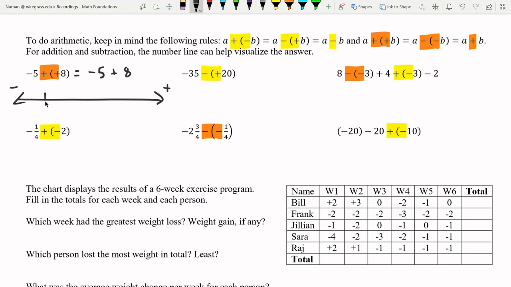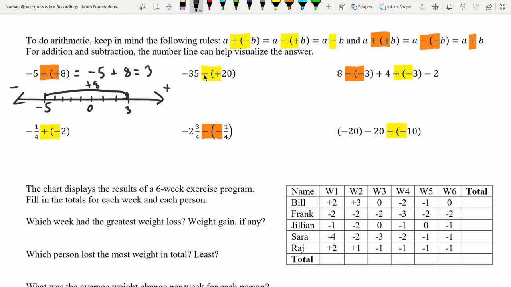So -5 is down here, and we're going to face the positive direction. So we're going to go right 8 units. From this point, we go right 8 units: 1, 2, 3, 4, 5, 6, 7, 8. It's going to be -4, -3, -2, -1, 0, 1, 2, 3. So this is plus 8 units. The answer to this is going to be 3 because we've moved 8 units in the positive direction.